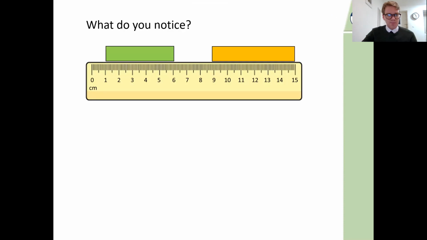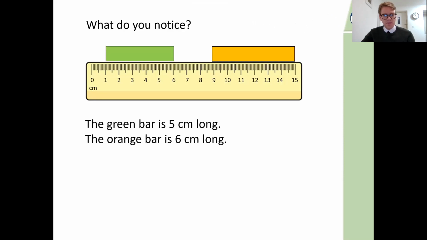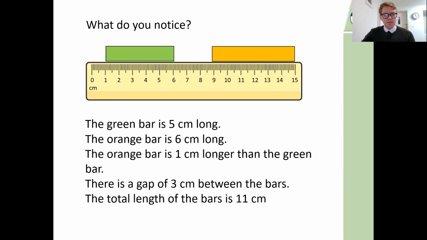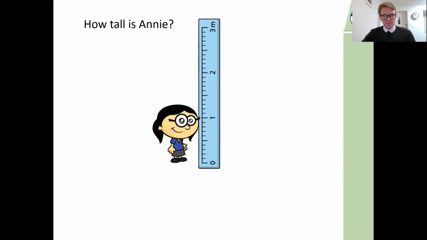Okay, let's look through some possible answers for things you could have said. So we could definitely say the green bar is 5 centimeters long. We could have said that the orange bar is roughly 6 centimeters long. The orange bar is therefore 1 centimeter longer. We could have said there's a gap of 3 centimeters between the bars. We might have said the total length was 11. All of those would have been good statements you could have made.